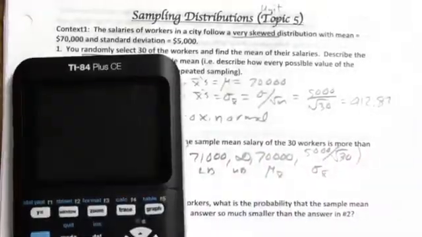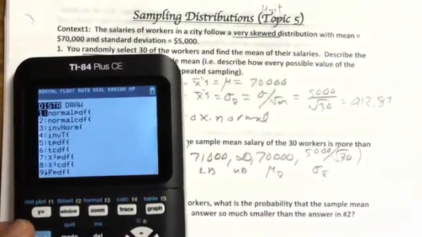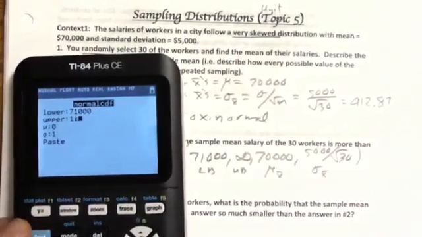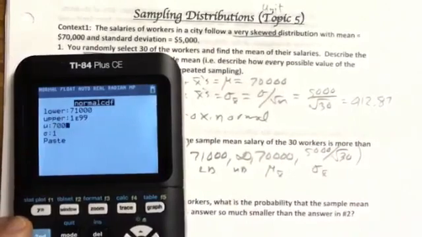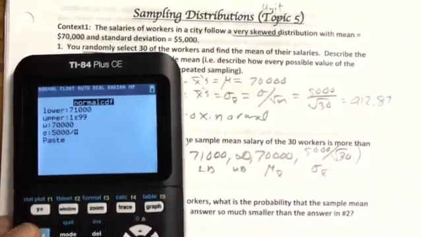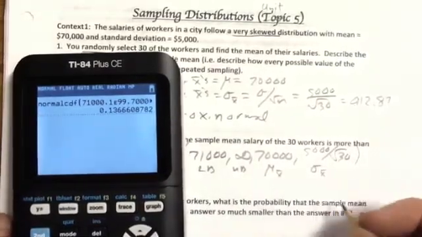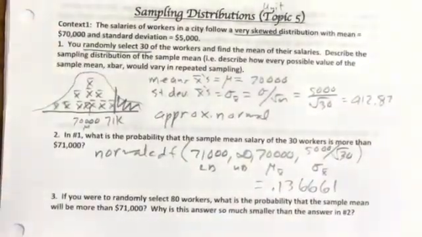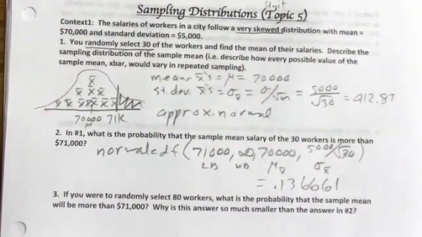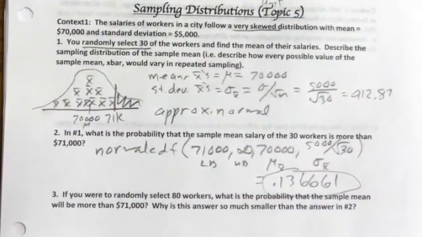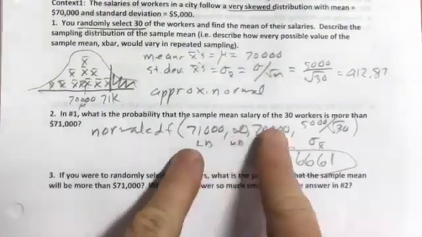And so we go second vars, which is distribution, normal CDF, 71,000 to infinity. And then our mean is 70,000, and our standard deviation is 5,000 divided by the square root of 30. We'll close parentheses on that. And so we get 0.136661 roughly. In other words, it's a plausible thing. This is certainly above 0.05, so it could plausibly happen. So that's how you do that problem.